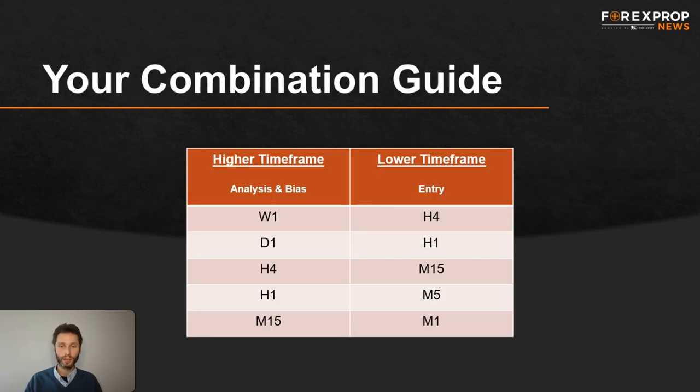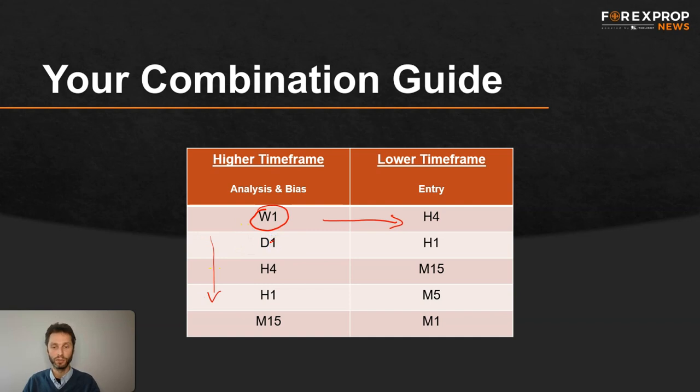Now, what are the combinations? Well, you can use this table as your guide. On the left-hand side here, we have the higher time frame, and on the right-hand side, we have the lower time frame. So let's say that you're analyzing and you're deciding your bias on the weekly, then you will go down to the 4-hour and then look for your entry. And so on with all of these time frames.